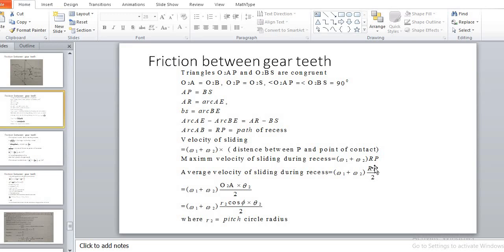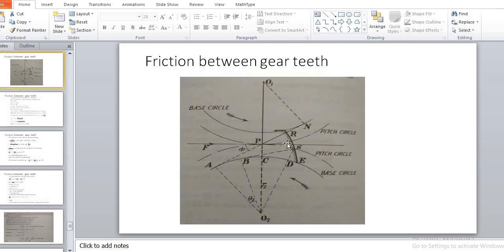Now this RP value we can put as O2A theta 2. This RP is nothing but an arc. RP length is considered equal to the arc length AB. The arc we can calculate as the radius into the angle occupied by that arc. Since we equate RP to AB, the arc AB is the radius of that particular arc times the angle subtended by this arc, which is theta 2. The radius is R2, so arc AB is equal to R2 into theta 2.